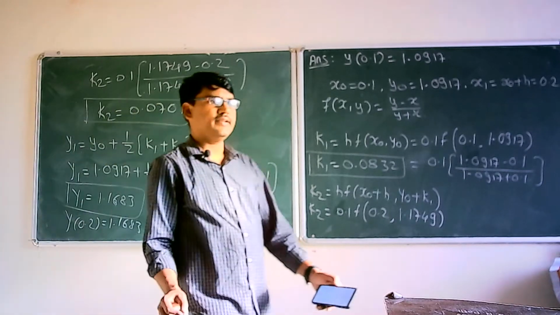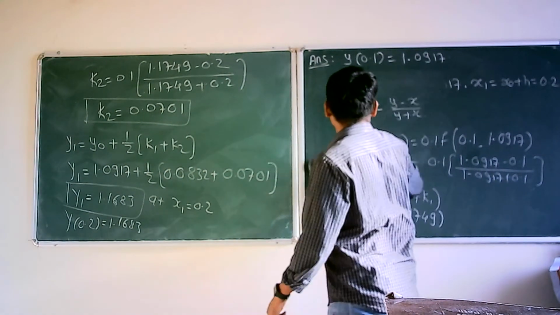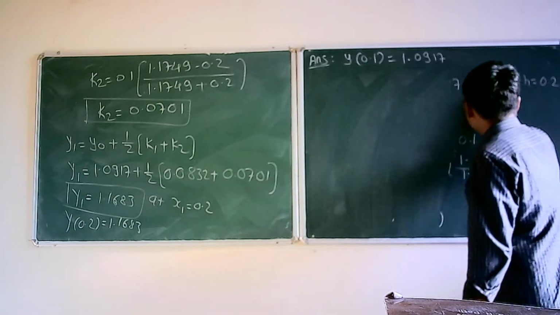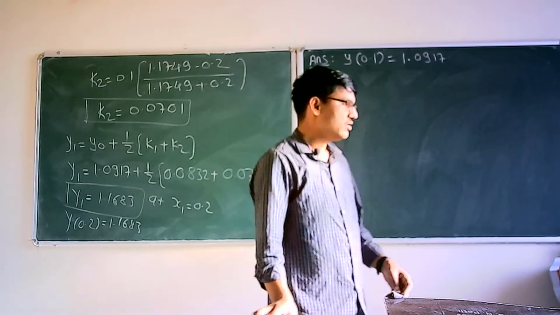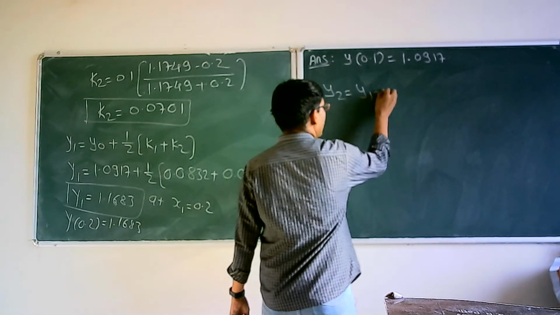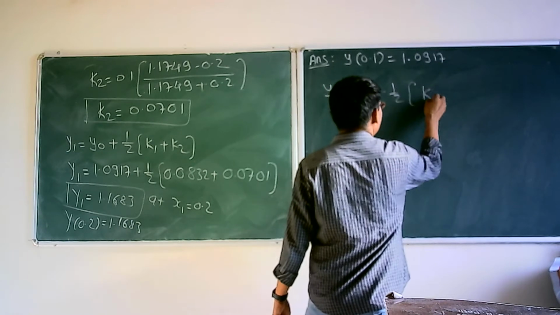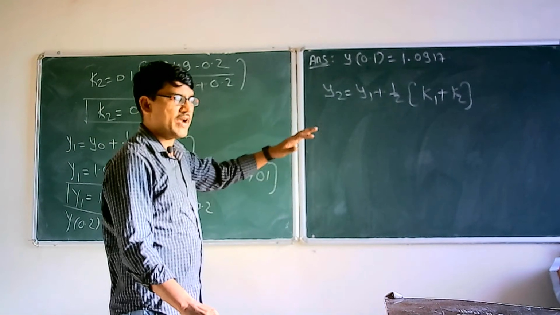So this is one method: you can directly call this x0, y0. What is the second method? You can say y2 is equal to y1 plus 1 by 2 (K1 plus K2). So if you observe, we have created this formula for y2.